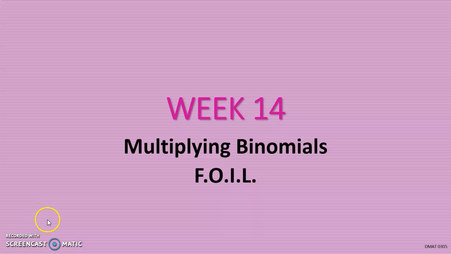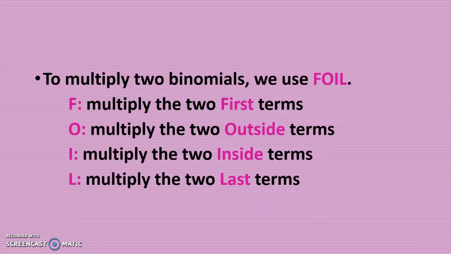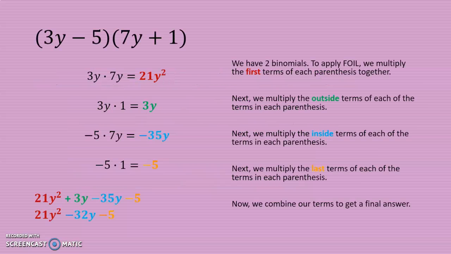In this video, we're going to learn multiplying binomials using the FOIL method. The acronym FOIL stands for F, multiplying the first two terms, O, multiplying the outside two terms, I, multiplying the inside two terms, and L, multiplying the last two terms. In our example, we have 3y minus 5 times 7y plus 1.